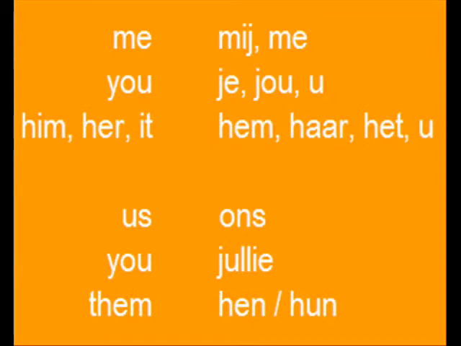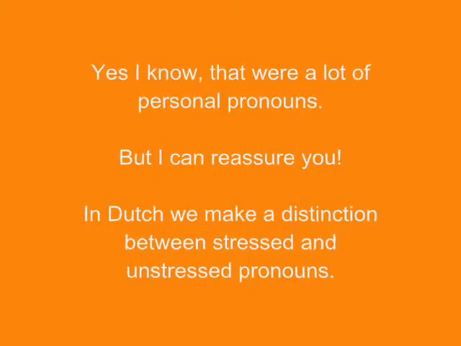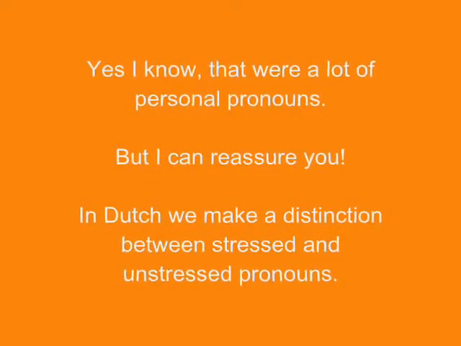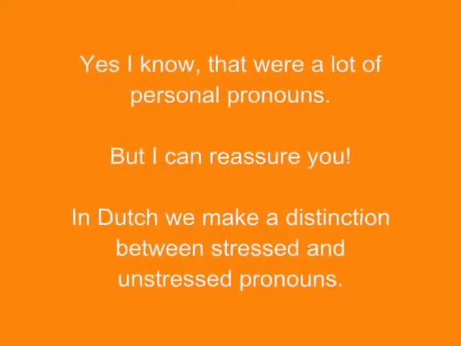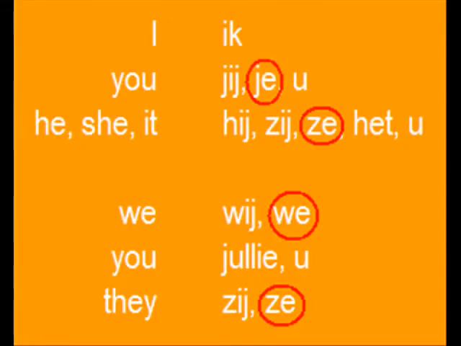Us can be translated as ons. You can be translated as jullie. Them can be translated as hen, hun. Don't worry. Yes, I know that were a lot of personal pronouns, but I can reassure you. In Dutch we make a distinction between stressed and unstressed pronouns.